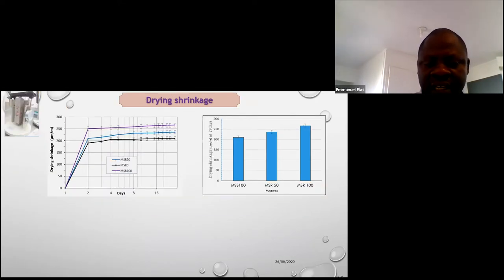Concerning the drying shrinkage, now we present the evolution of the drying shrinkage of the mortars at 28 days, and we present here the values obtained.